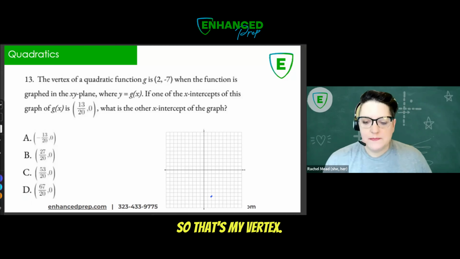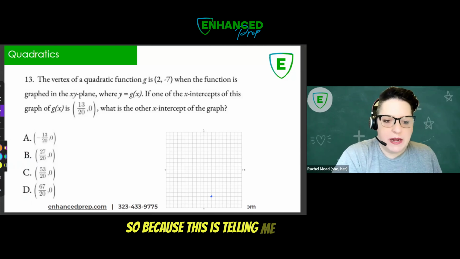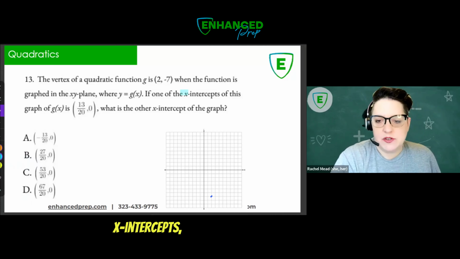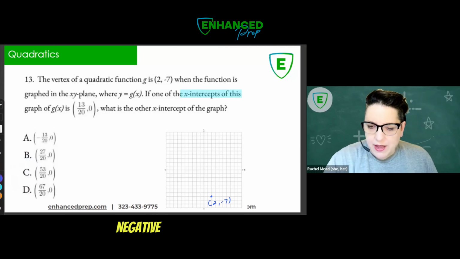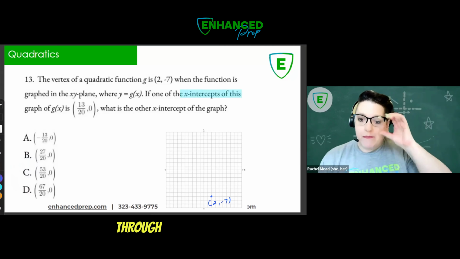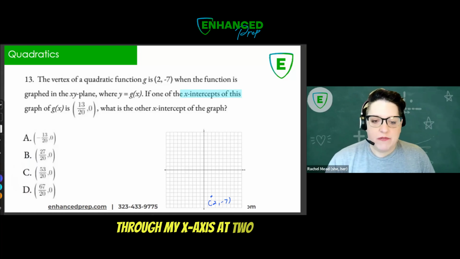So that's my vertex. Because this is telling me that I have x-intercepts, I know that this is going to be curving up. So I know this point is at (2, -7), and then I'm going to be coming through my x-axis at two different places.